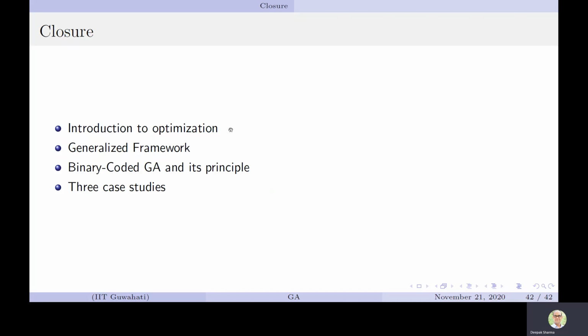With this, I'm concluding this particular chapter on genetic algorithm. We started with the introduction of optimization as a recap. Then we talked about the generalized framework, the algorithm representation and the flow chart. According to that, we understood binary coded GA and its principle. We went through the working principle with the example of the can. I showed you 3 case studies from practice, and they can motivate us to use genetic algorithm for those problems where we don't know where the optima is, or problems which are difficult to solve. So with this, I'm concluding the chapter.